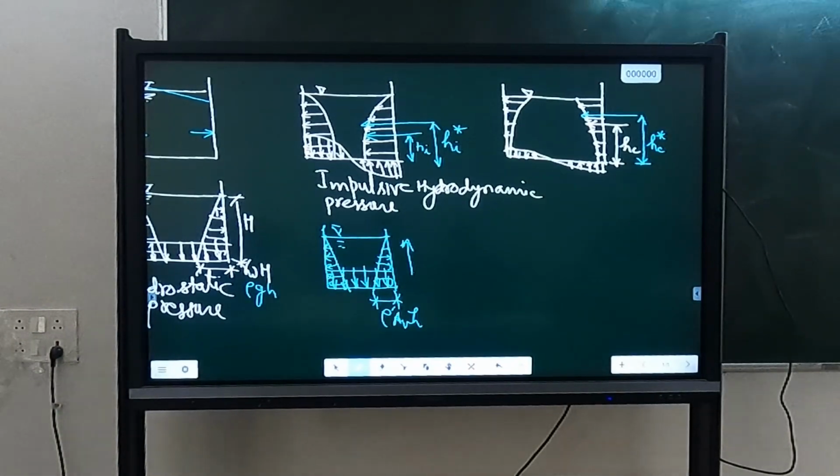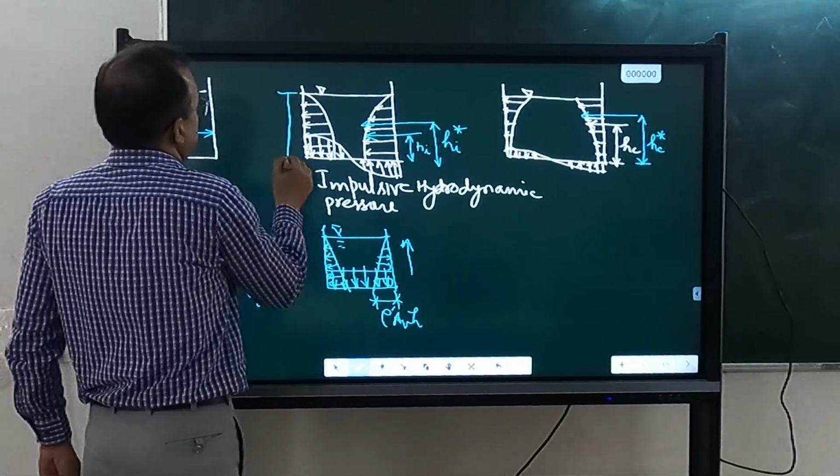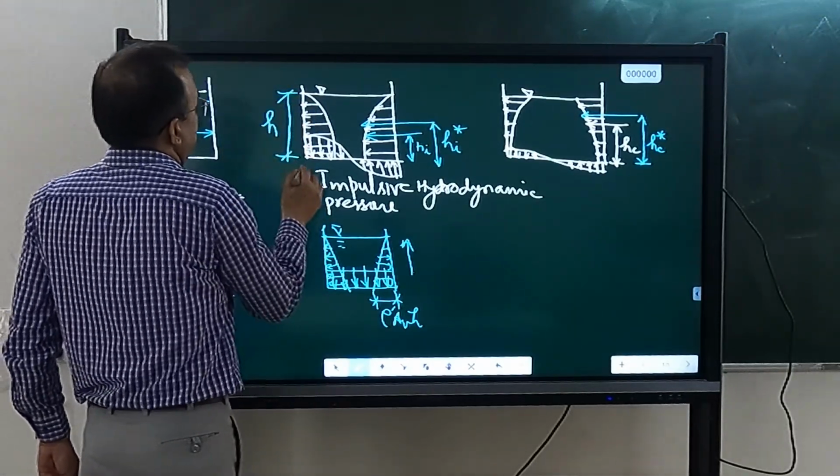Now look at this figure. It gives you Hi by h and Hc star by h. h is the depth of water in the tank. Hi and Hc you see here, and it depends on h by L. What is h by L? h is this and L is this.